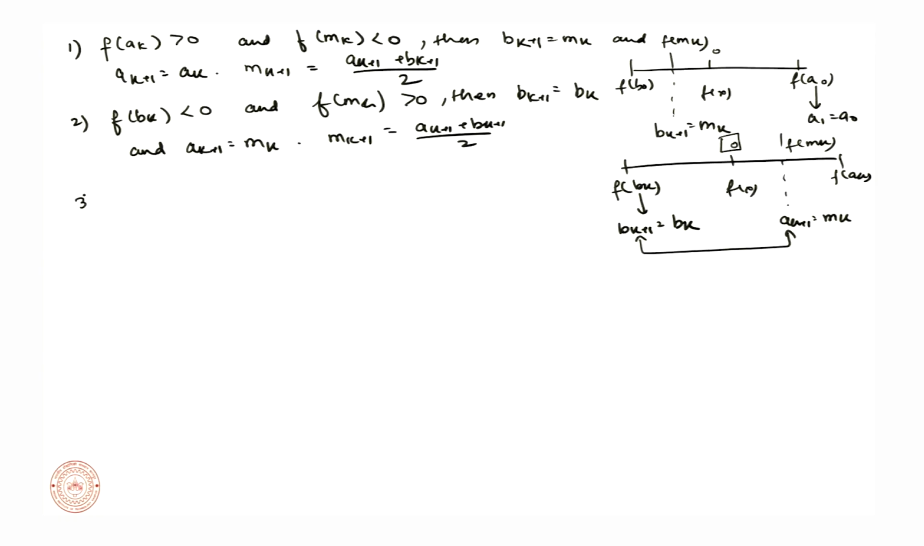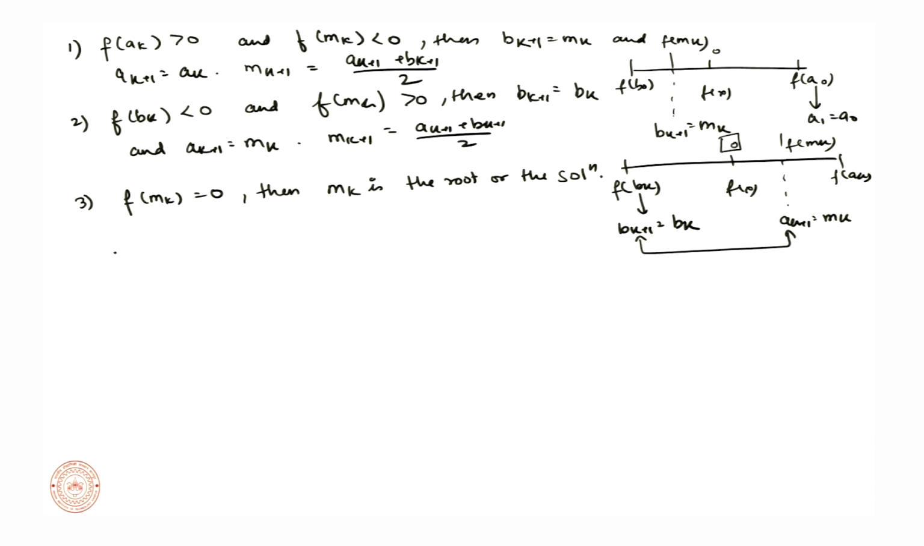So, the third condition will be that f of m of k is equal to 0, or tending to 0 to a certain value. In that case, our solution has converged. If the solution has converged, then m of k is the root or the solution.